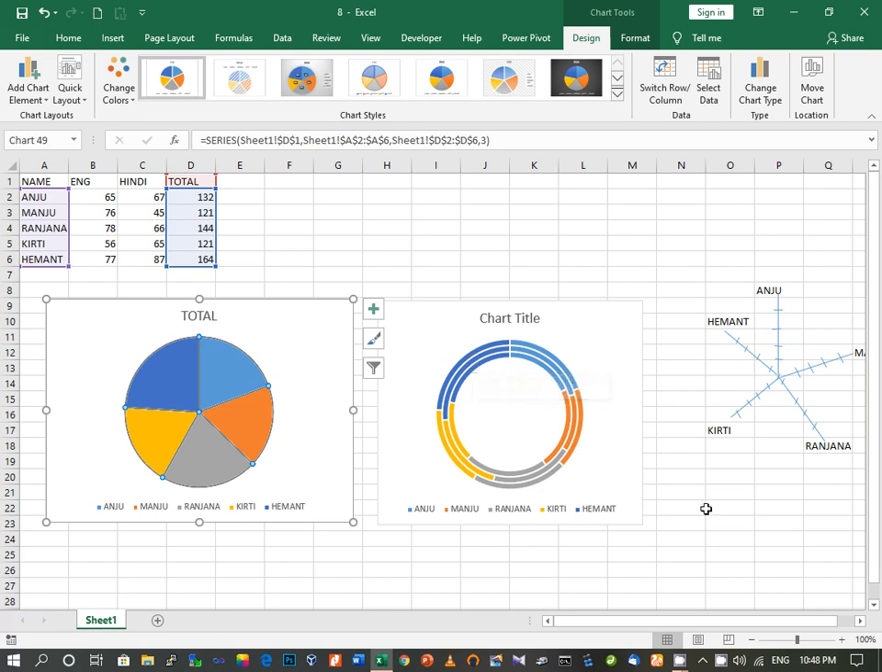And each part, this deep blue is for Hemant, then yellow is for Kirti, then gray is for Ranjana, orange is for Manju, and light blue is for Anju. So whatever proportion, what is the ratio of their marks, that is represented in the same way as in the pie chart, but the difference you can see is that this can represent all series of data together. So these are your pie chart and donut chart.